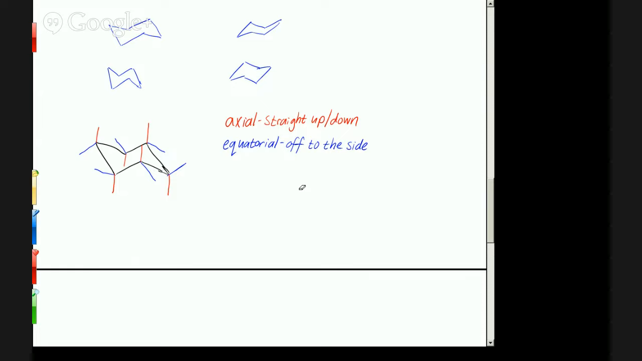Oh, it's too small. Let me do it bigger here. That's not good. Hold on. I can only draw these things small. There we go.